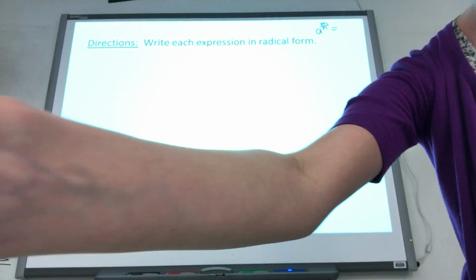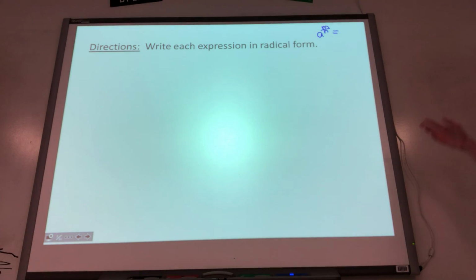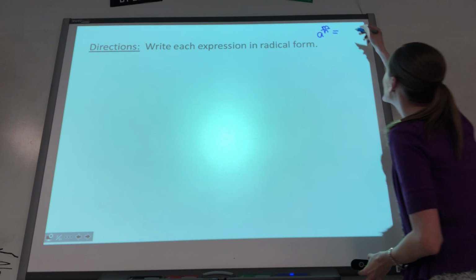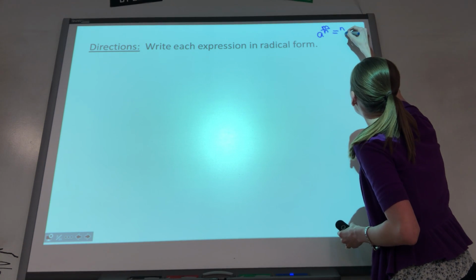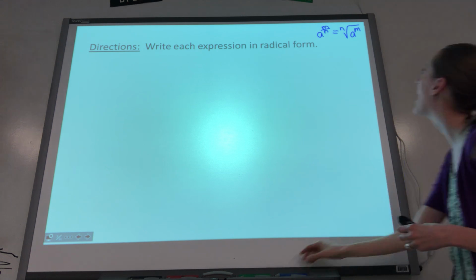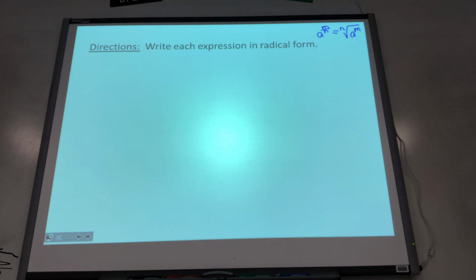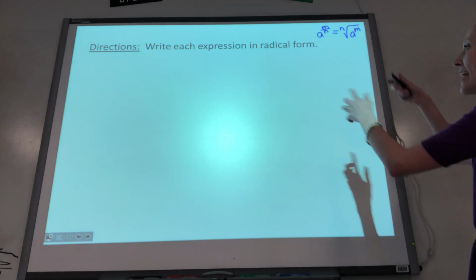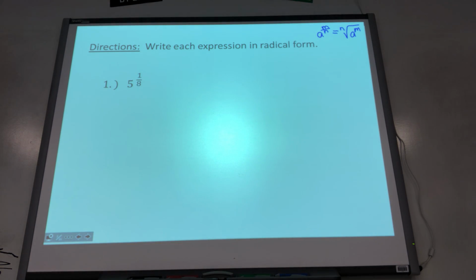Okay, there we go. So here's our rule. A to the m over n is going to equal the nth root of a to the m power. Kind of confusing because m and n sound alike, but that's what we want to use right here with example 1. And we're going to use them with all of these problems.